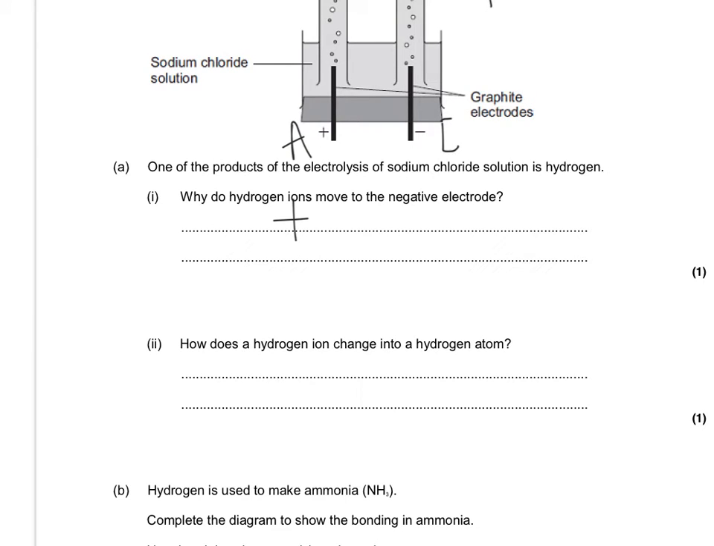This question here, just be careful, it's asking you how a hydrogen ion, so a H plus ion, is going to turn into a hydrogen atom, a H. To get rid of that plus, it's going to have to gain electrons. So electrons are going to be added to the ion. It's going to gain 1 electron to turn it into the neutral atom.